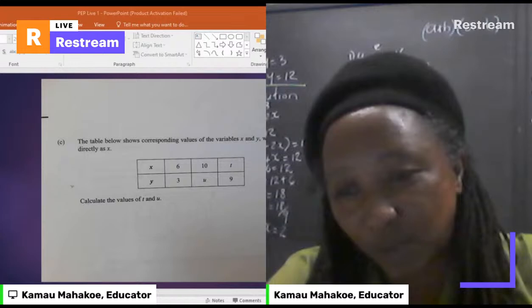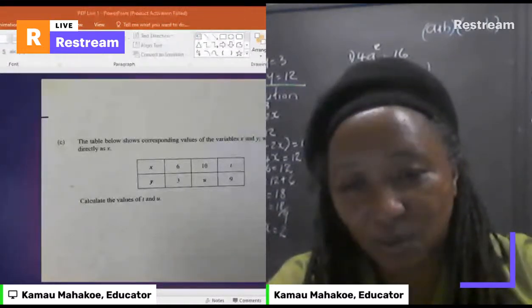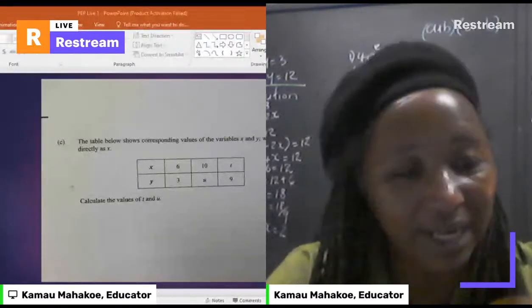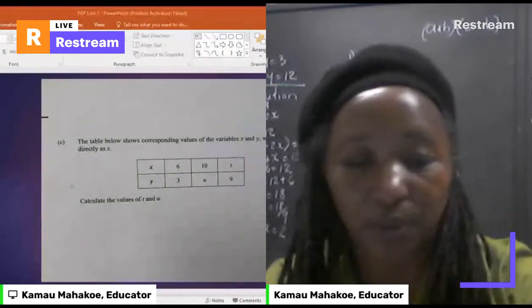All right, so t is 18, correct. Did everybody get that? Do you understand what we're doing? So all we needed to do was figure out how you're doing the x values to get the y values.